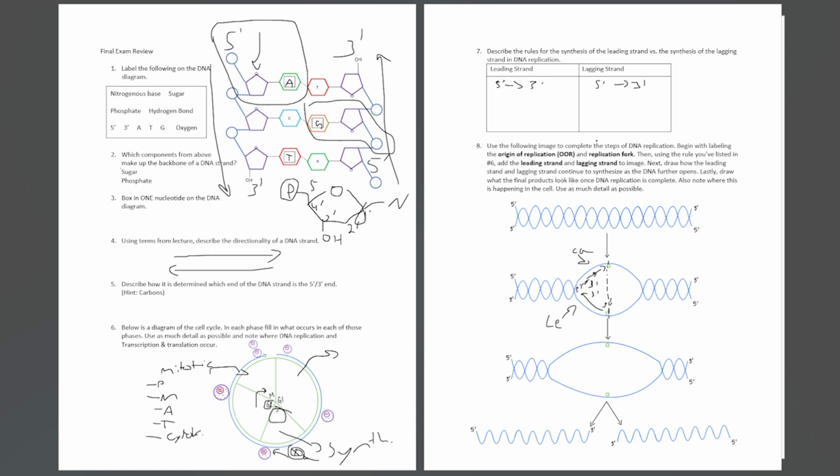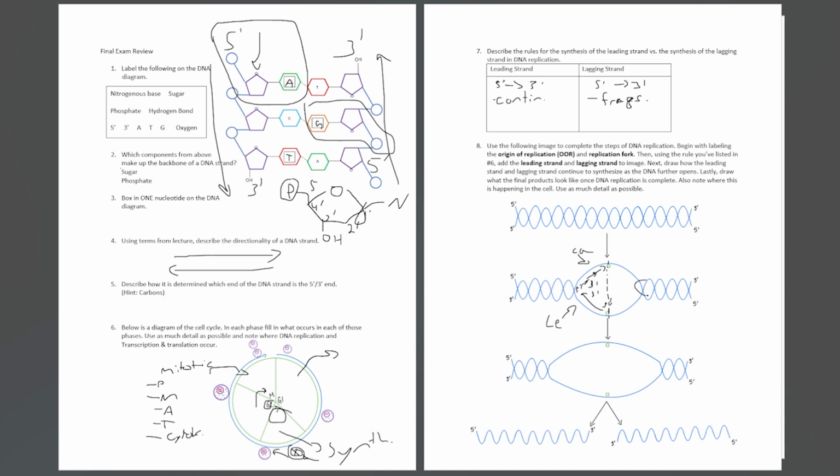The lagging strand has fragments. It's fragmented. And the leading strand is continuous. So the lagging strand has fragments, the leading strand is continuous. Once we get past the origin of replication, the lagging strand actually becomes the leading strand, right? So we go in. Now we're going into this replication fork.